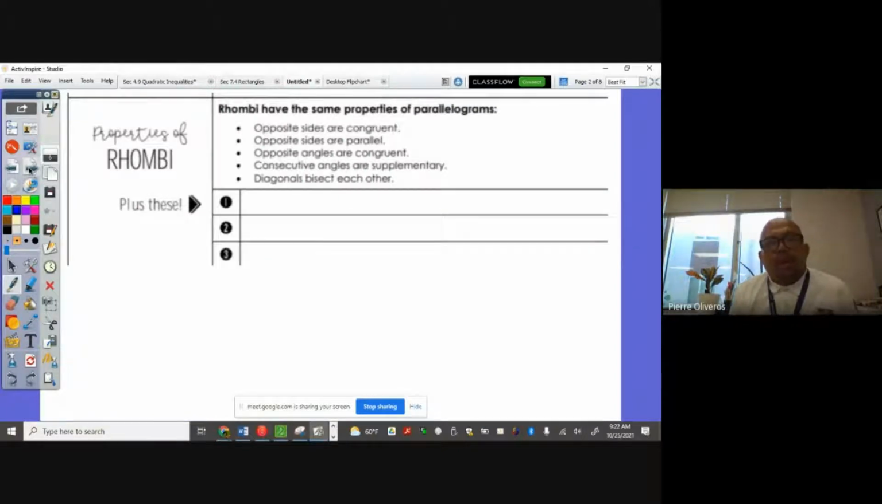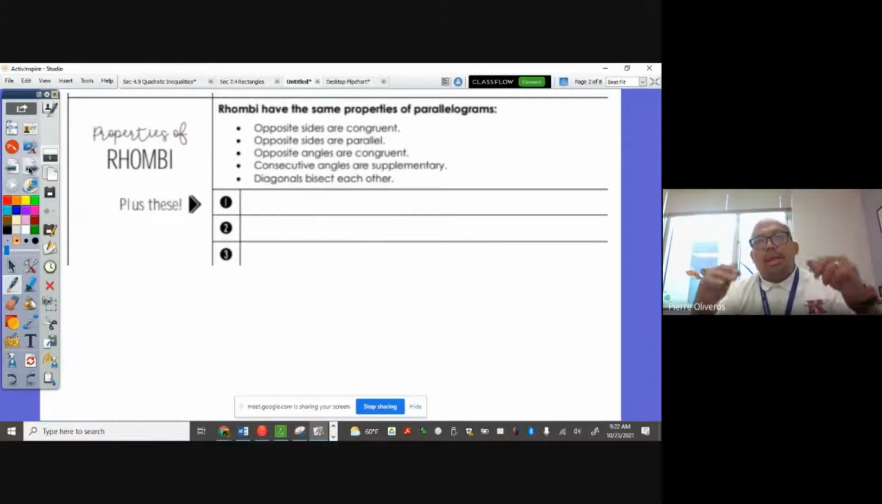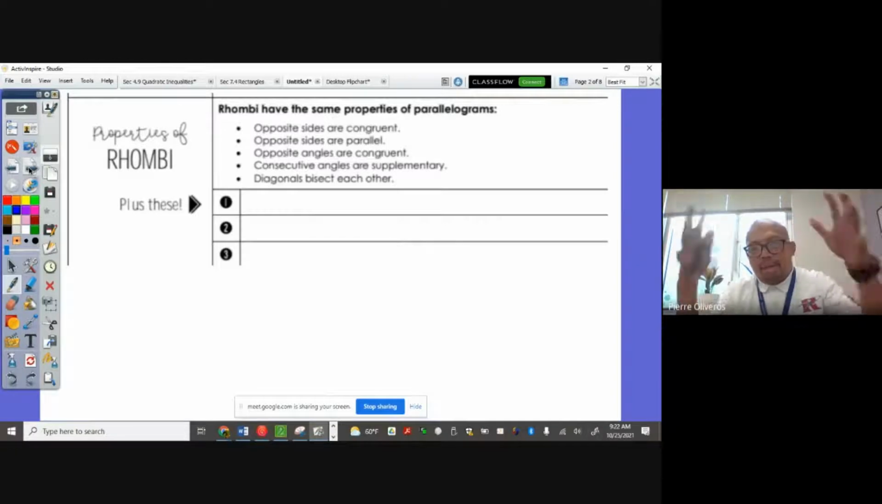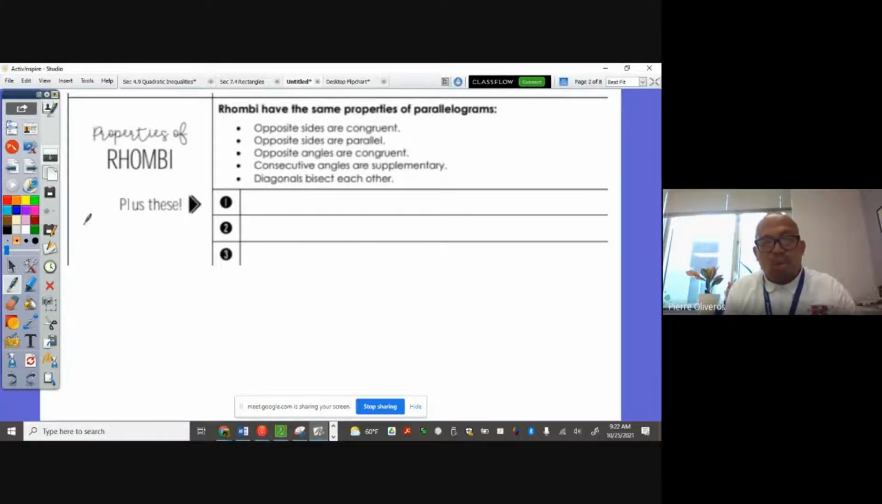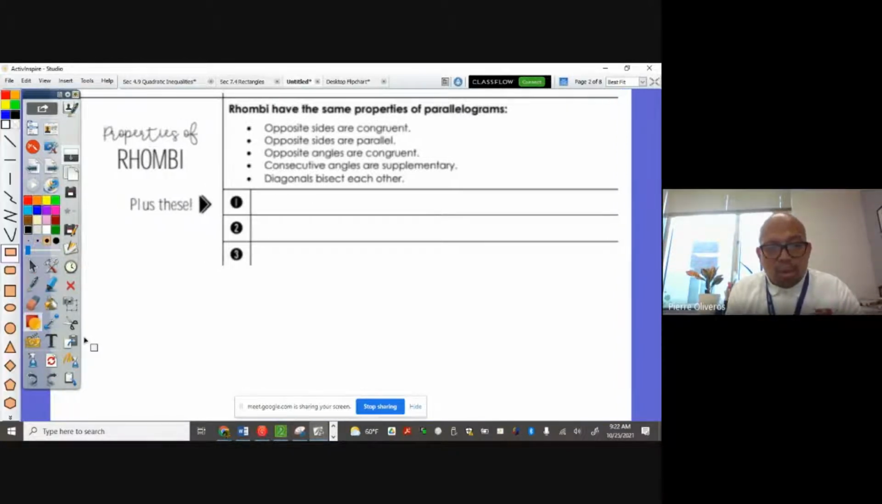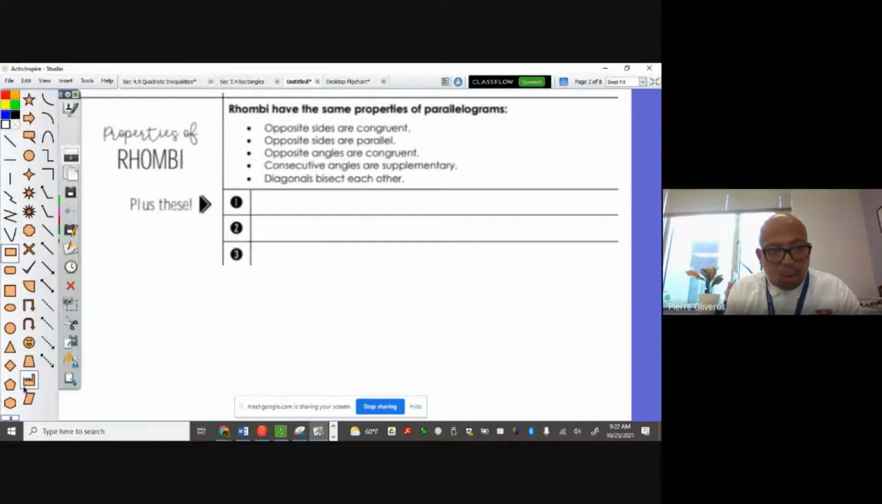Properties of rhombi. Rhombi have the same properties of a parallelogram, so rhombi are under the umbrella of parallelograms. Everything in a parallelogram is also true for a rhombus, or rhombi. The opposite sides are congruent, opposite sides are parallel, opposite angles are congruent, consecutive angles are supplementary, and diagonals bisect each other. Plus, we just have to add a couple more about rhombi.